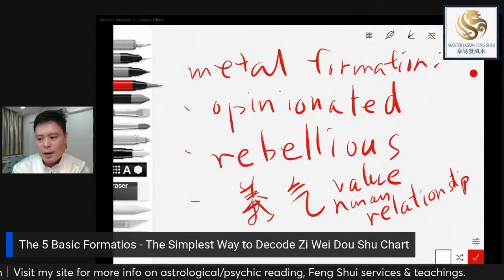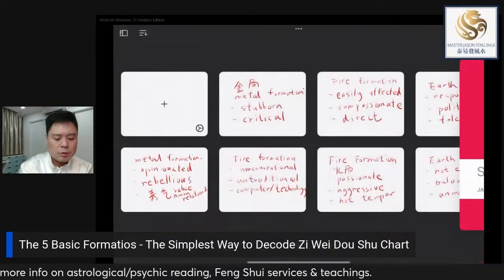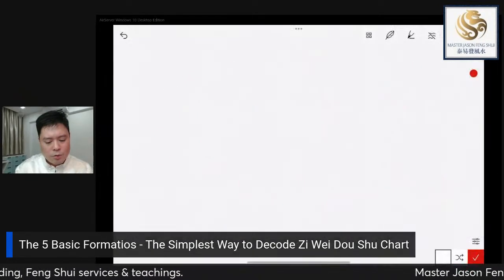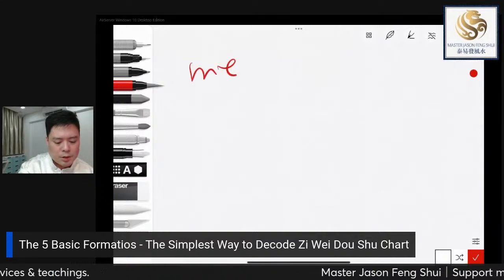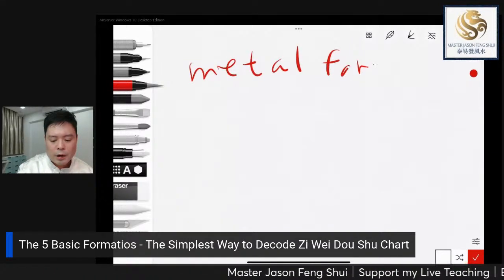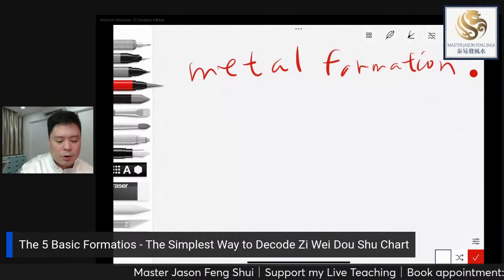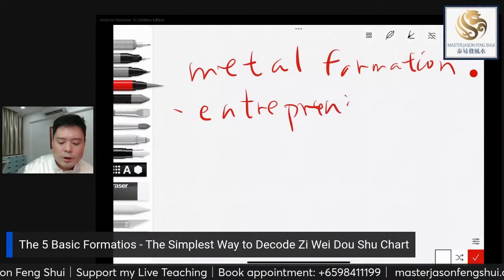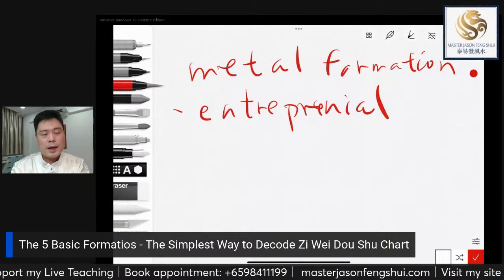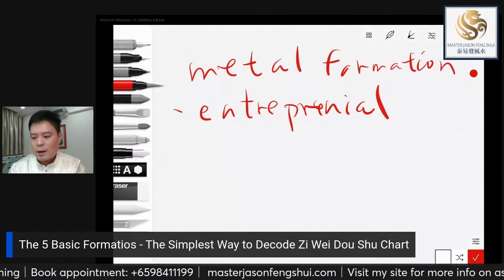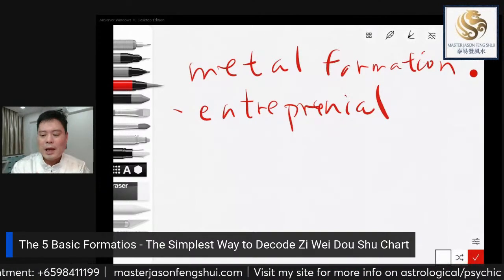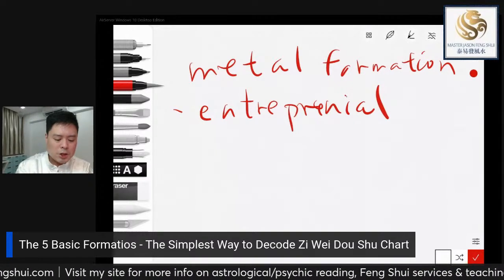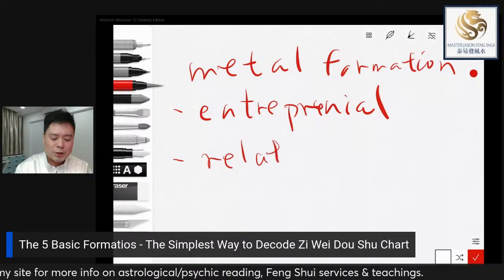And usually, right, they are also suitable to become entrepreneurs, means to start their own business. I don't know why my tablet is not very responsive. People of the metal formation can also be very entrepreneurial. They can start something that no one has ever thought of before. Okay, but usually they will experience a lot of relationship problems in life.